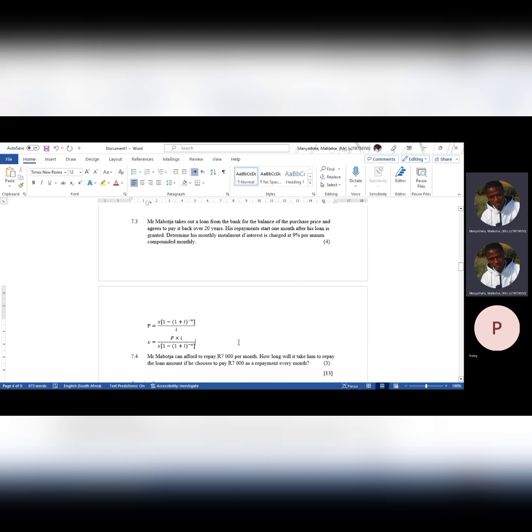If you are given the present value amount, you have the interest, you have the number of years, so when you're given everything but you don't have the value of x, this is the formula that you're going to use. So we're going to use this formula.